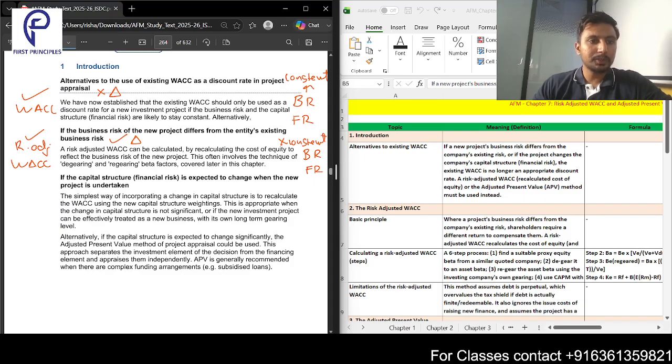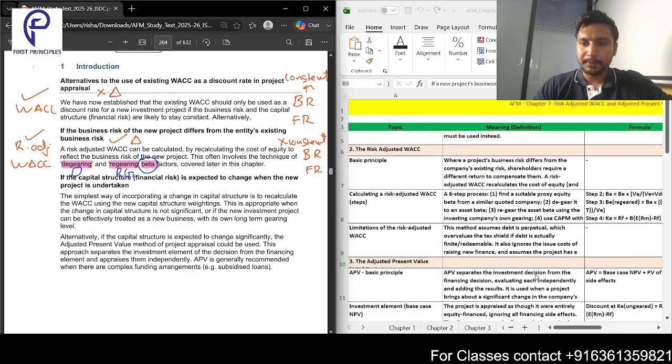Okay, so how do we use it? The tools we use are gearing and de-gearing. First we will de-gear and then we will re-gear. The beta factors: we're recalculating the cost of equity to reflect the business risk of the new project. How is this process done? It is done through gearing, de-gearing and re-gearing the beta. We will cover it in a later chapter, but this is just giving us an idea of how this is undertaken.